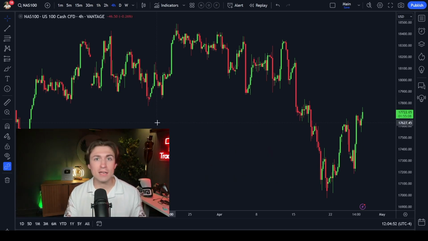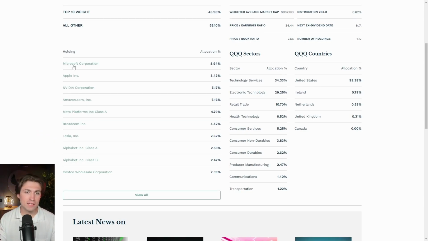So what you're going to find in the NASDAQ are companies like some of these. In here, you've got companies like Microsoft, Apple, Nvidia, Amazon, Meta, Broadcom, Tesla, and Alphabet, which is the holding company for Google. So you've got in this group a heavy focus on technology. In fact, you can see the weighting being around 34% technology. And when we add electronic technology, you can see it's mostly technology companies.